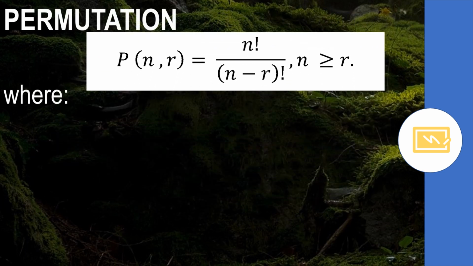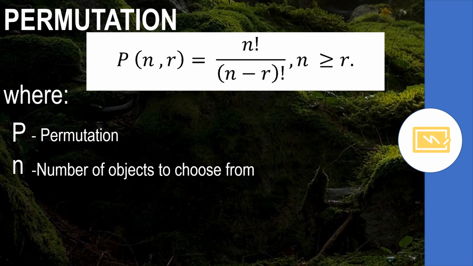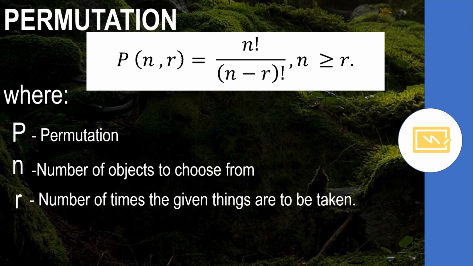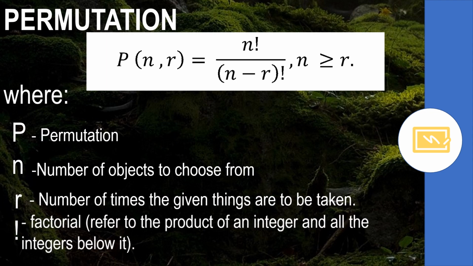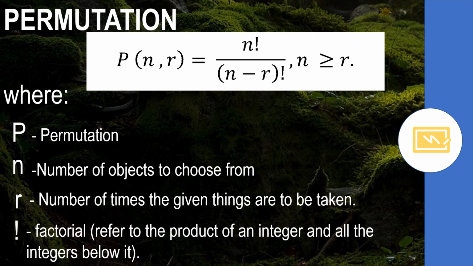So, dito, ang P natin ay stands for permutation, ang N is number of objects to choose from, R is number of times the given things are to be taken, while this symbol stands for factorial, referring to the product of an integer and all the integers below it.